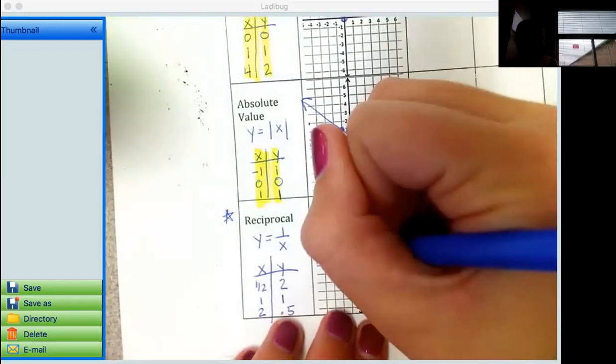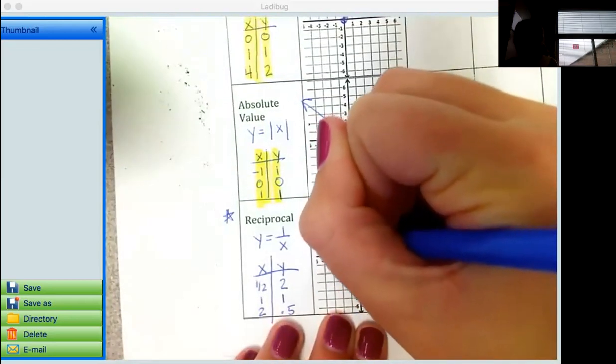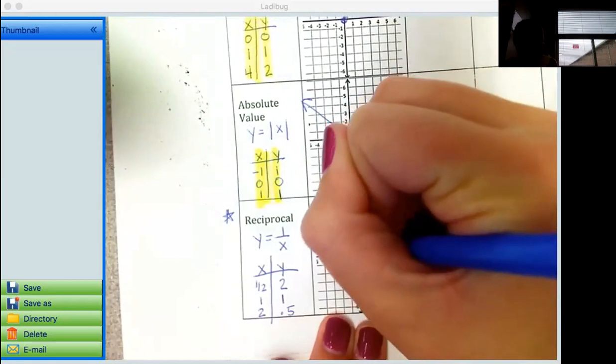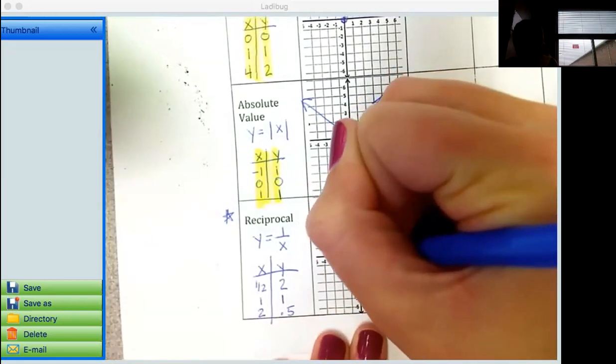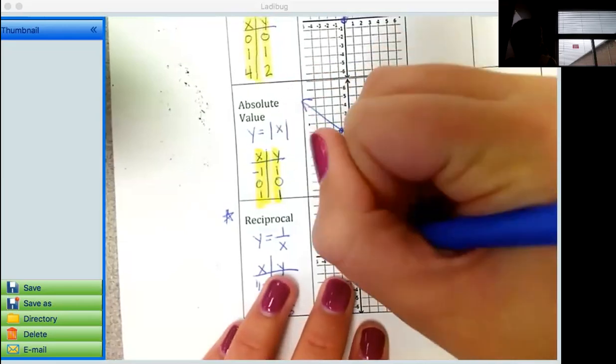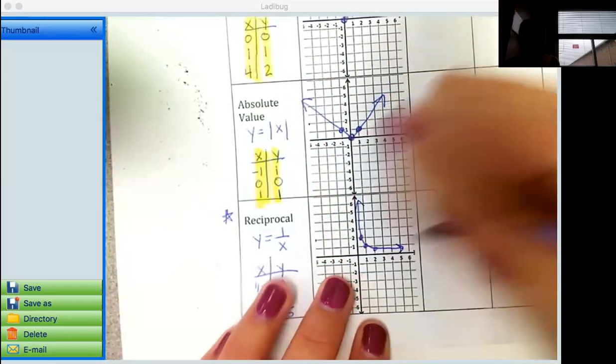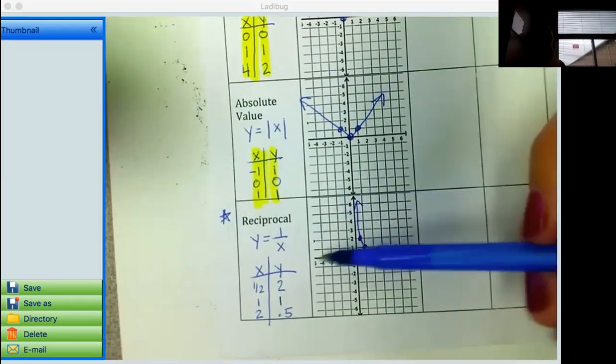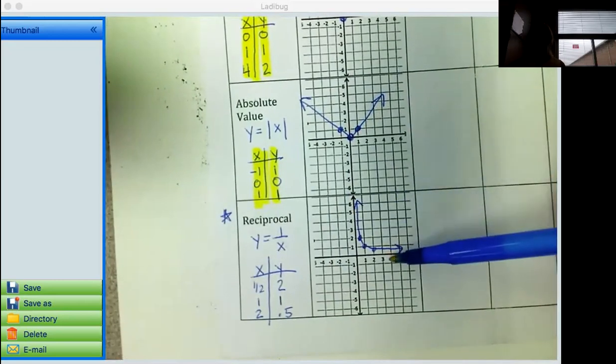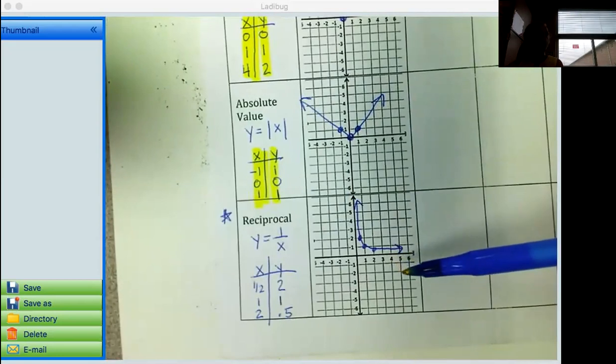So I am going to show you real fast how we graph this. 1/2, 2, 1, 1, 2, 1/2. I told you it couldn't be 0, right? It gets really close to 0 in both directions, but it never touches them. That's called an asymptote. Do we remember that word?